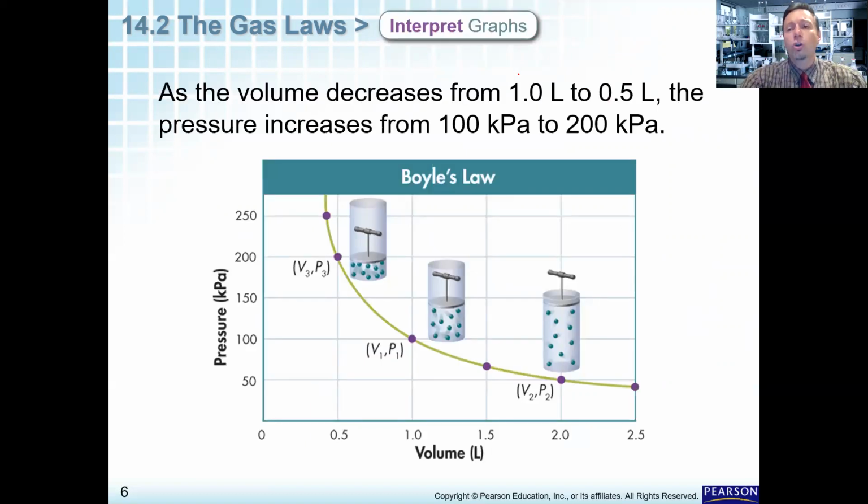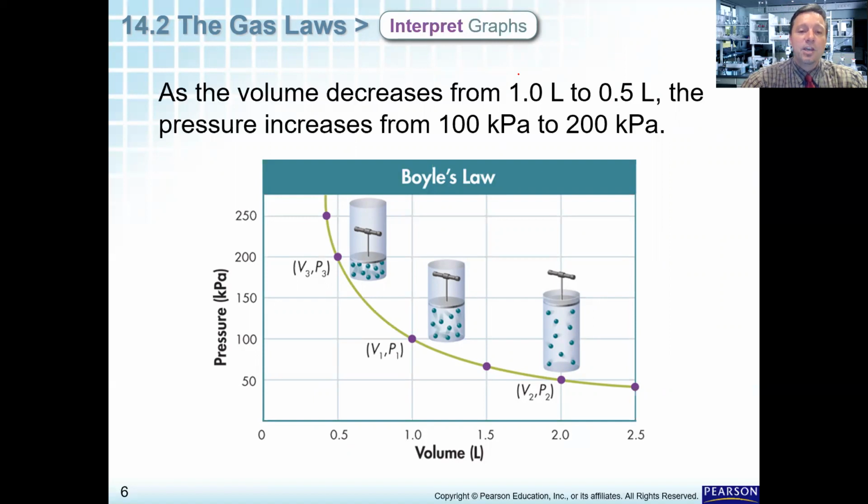So let's look at this graph. On the test for this particular chapter, you will have to recognize graphs for each of the three main gas laws: Boyle's, Charles's, and Gay-Lussac's law. So this is important that you get down.